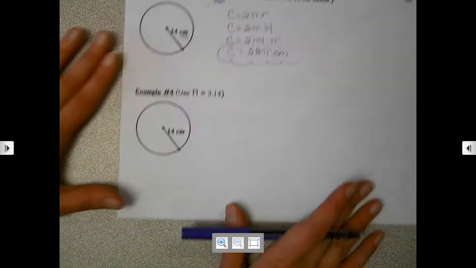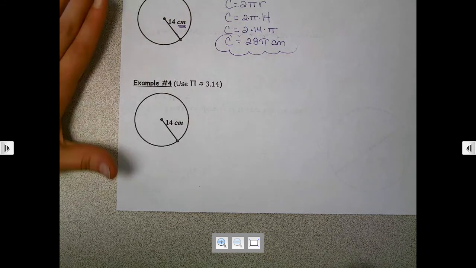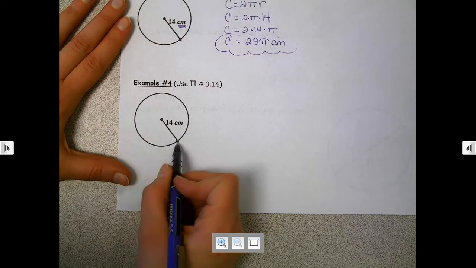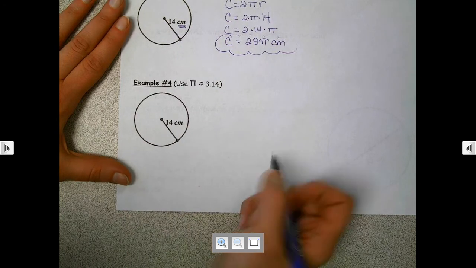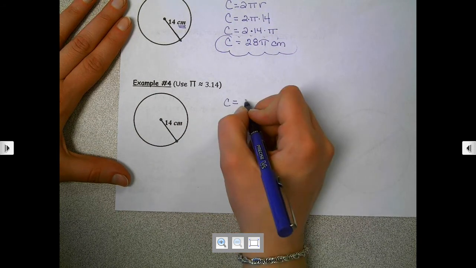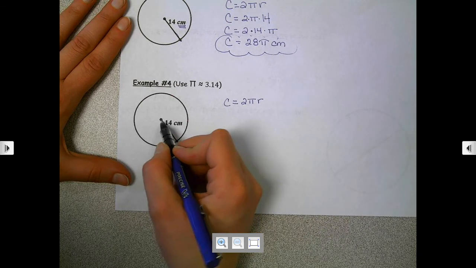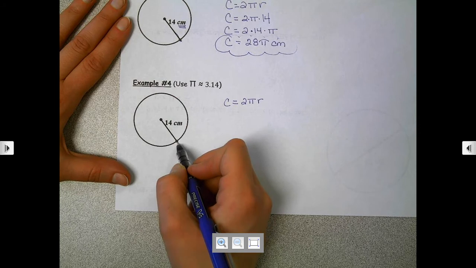Okay, go ahead and move on to example number 4. I'd like you to try this out on your own. Pause the video, come on back. Okay, hopefully you paused the video. We're going to take a look. The first thing that we're going to use is the formula. Circumference is 2 pi r. We're going to use that formula because we have the radius.